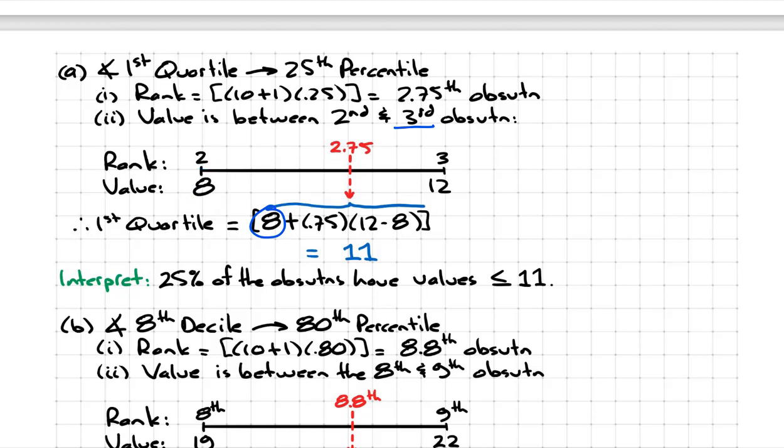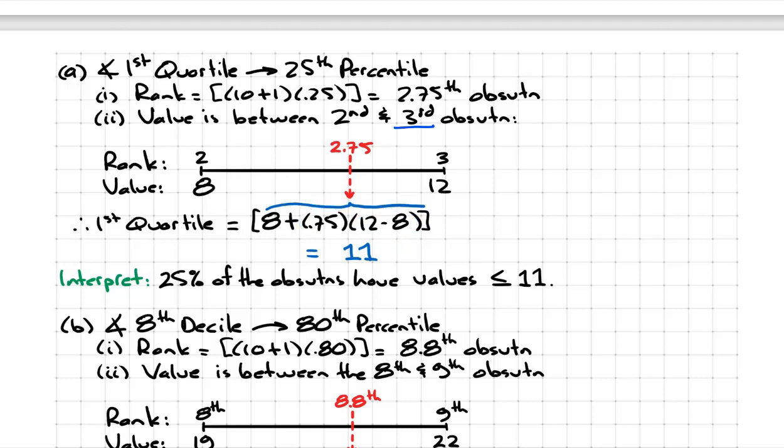The total line segment itself goes from 2 to 3. That's a whole unit, but we just need to go in 0.75. That's where you get this. And then the next question is, what's the value of that entire unit? Well, we're going from 8 to 12. So the value of that segment is 4.